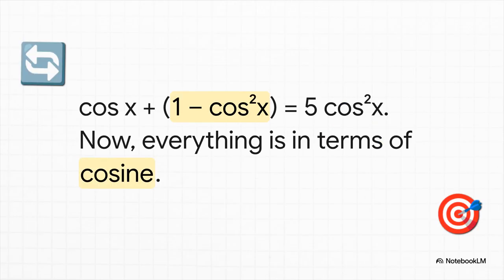We have sines and cosines. But remember what our target looks like? It only has cosines. So what do we do? We pull out our second tool. We see a sin squared x, and we immediately replace it with 1 minus cos squared x from our Pythagorean identity. And just like that, everything is in terms of cosine.